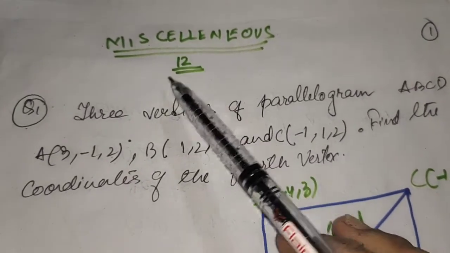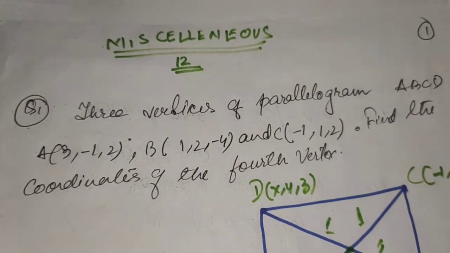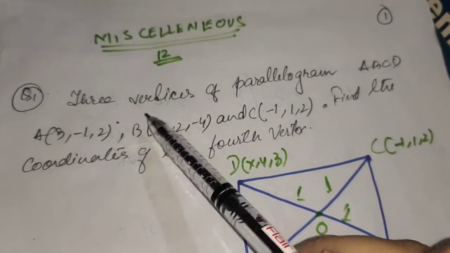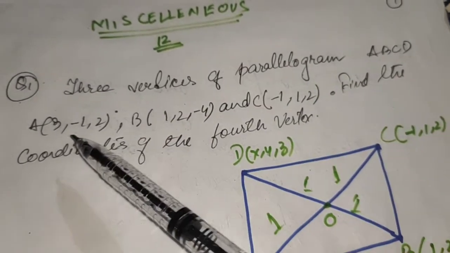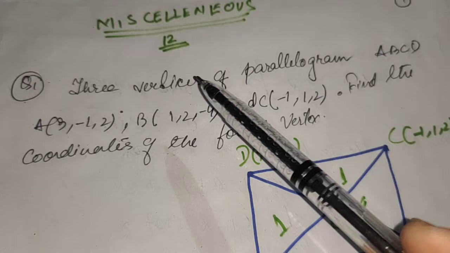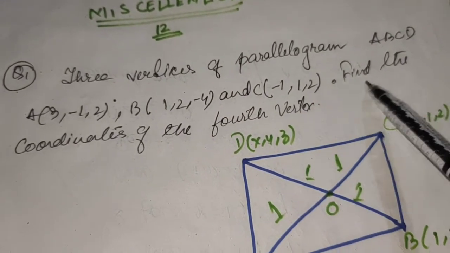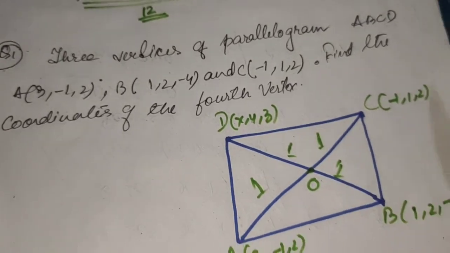Today we will discuss two important miscellaneous questions of chapter 12. First one is, three vertices of a parallelogram ABCD are given. A is (3, -1, 2), B is (1, 2, -4) and C is (-1, 1, 2). Find the coordinates of the fourth vertex.